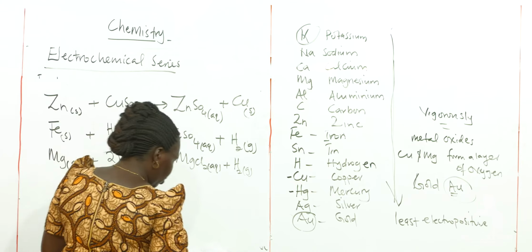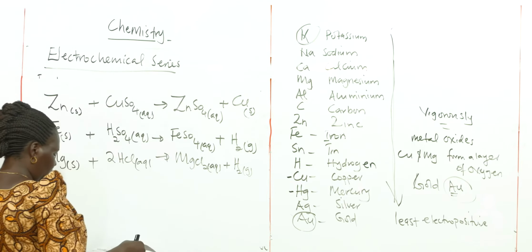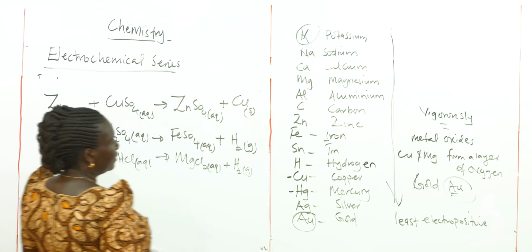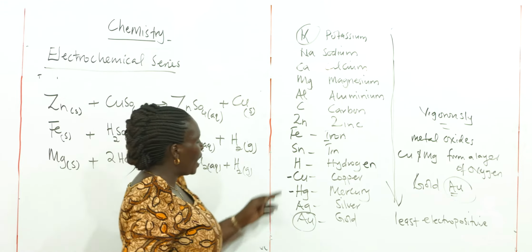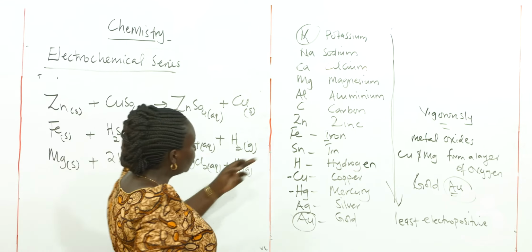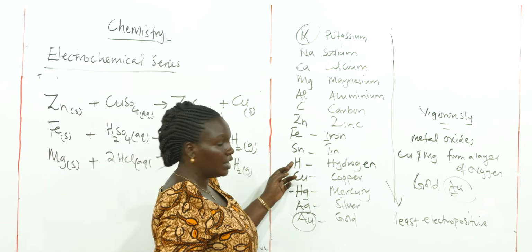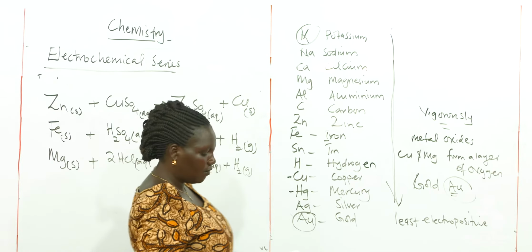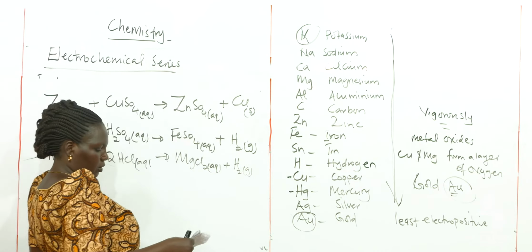So copper does not react with dilute acids because it cannot displace hydrogen from its acids. When copper reacts with acids, it cannot react because copper is below hydrogen in the reactivity series. So it cannot displace hydrogen from its compounds.